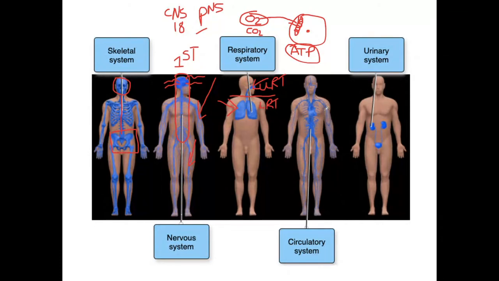Then, after you eat food and we need to get rid of waste products, we have the urinary system. And the urinary system involves two kidneys, two ureters, a urinary bladder, and a urethra. You've got two kidneys, two ureters, one urinary bladder, and a urethra. And the urinary system is trying to help us get rid of waste products.